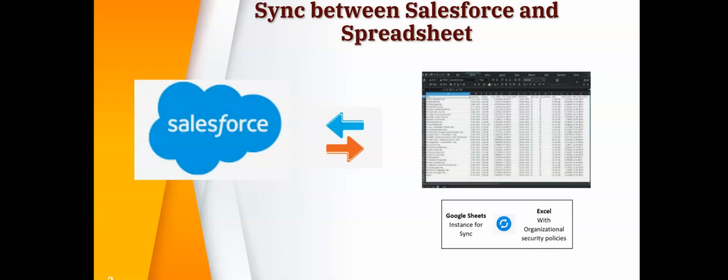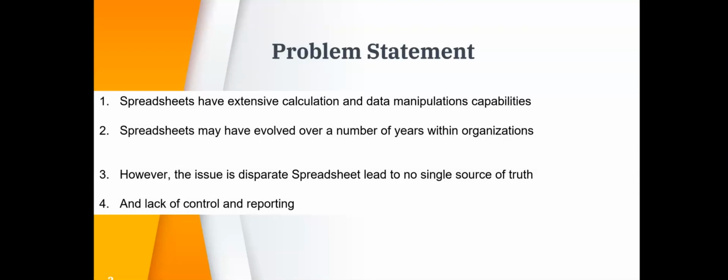So first of all, how does it work and why are we doing it? Now, as we know, spreadsheets in general carry a lot of historical and organizational intelligence, and they may have evolved over a number of years. There may be many tabs, data validation tables, macros, formulas, etc. And the issue is that working with spreadsheets is really not conducive because you don't have a single source of truth. So how do you have control and reporting?